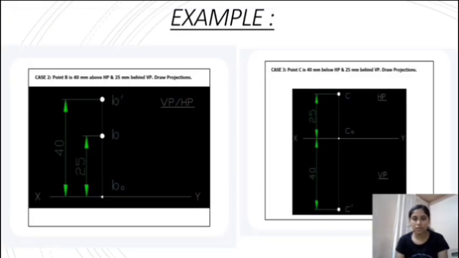So these are the two examples of points. Point B is 40 mm above HP and 25 mm behind VP. Draw projections. So 40 mm above HP and 25 mm behind VP means it's in second quadrant. So first you take line and move the cursor on XY line. Give the length as 25 mm and angle as 90 degrees. Press enter.